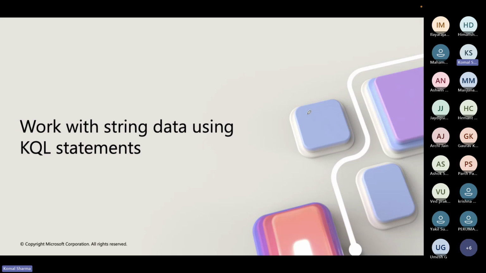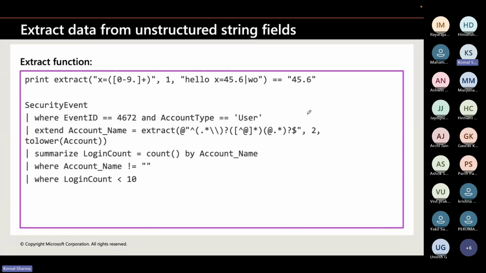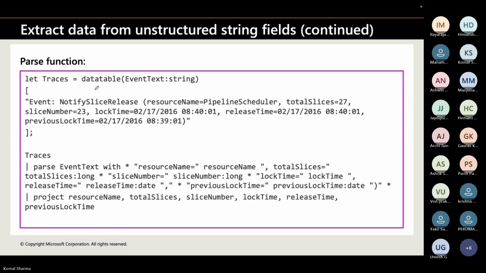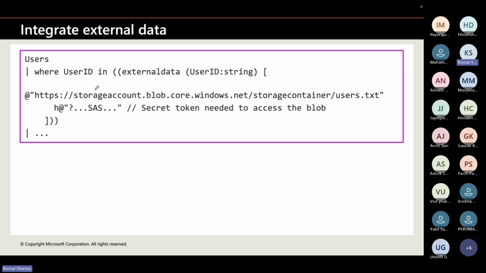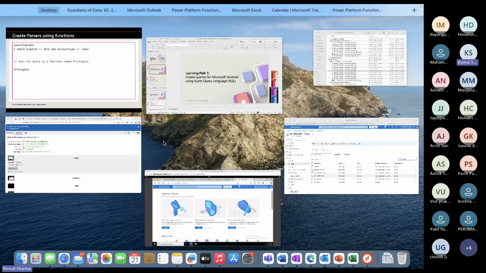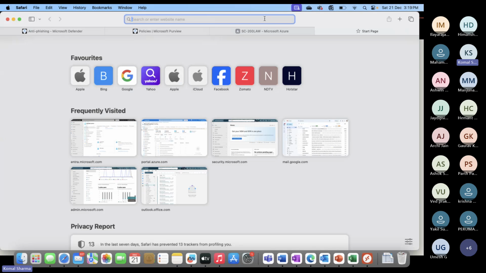Then here you have some other operators for getting data from structured and unstructured strings. Here you can use print and extract to pull information from any string. So these are all the operators. Let me share a detailed link that will give you a clear understanding of KQL.